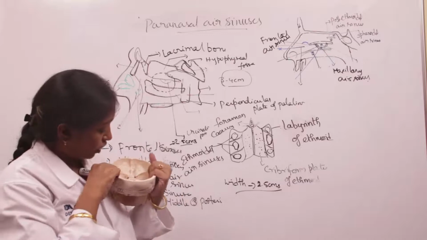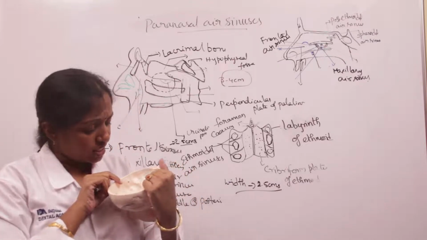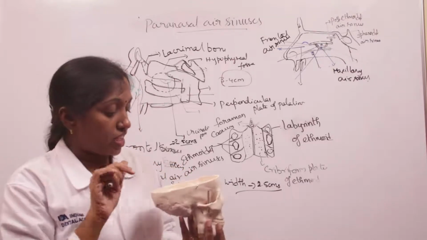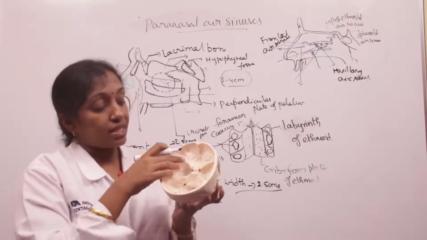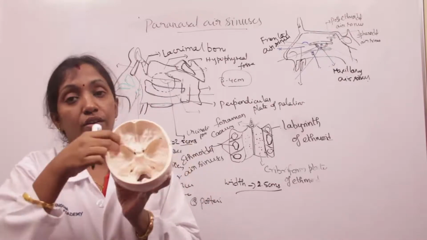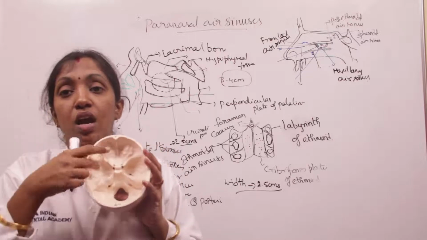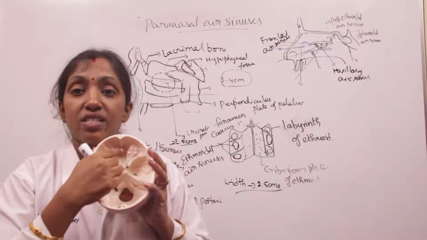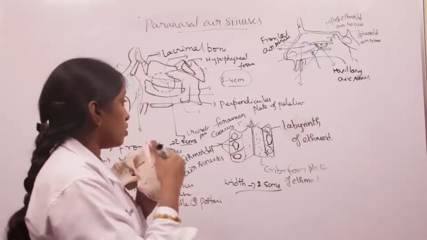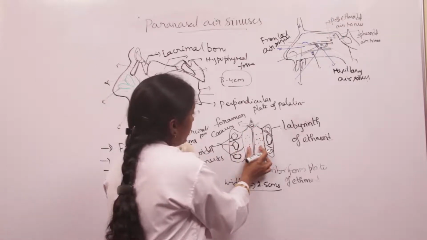This is the cribriform plate of the ethmoid, which is pierced by the numerous olfactory rootlets. We can see it in the anterior cranial fossa, and we have one crest, which we call the crista galli. So this is the crista galli, and this is the cribriform plate of the ethmoid.